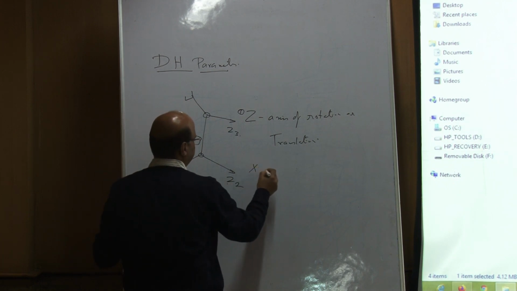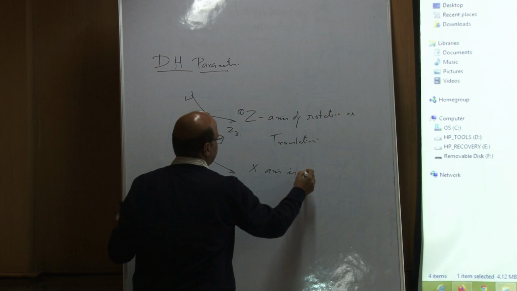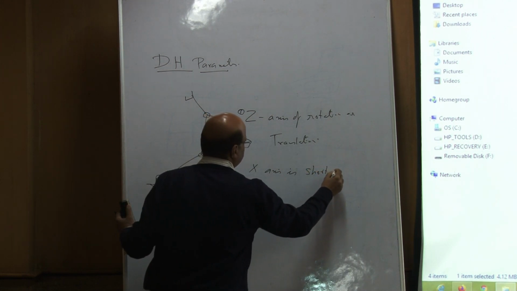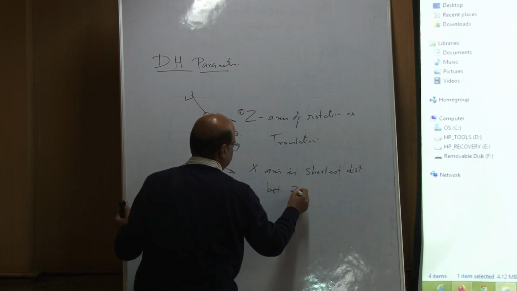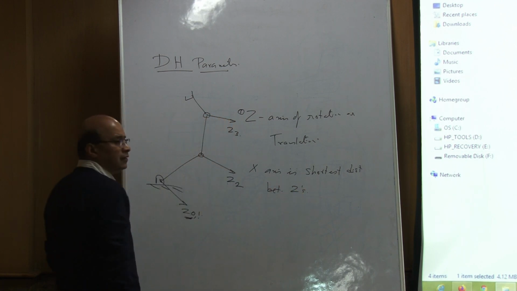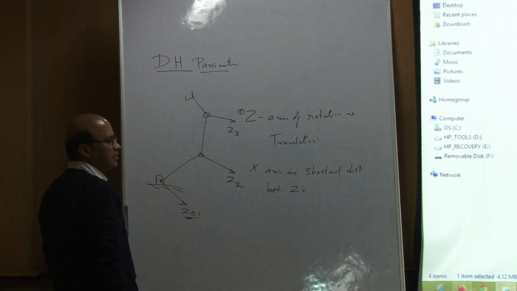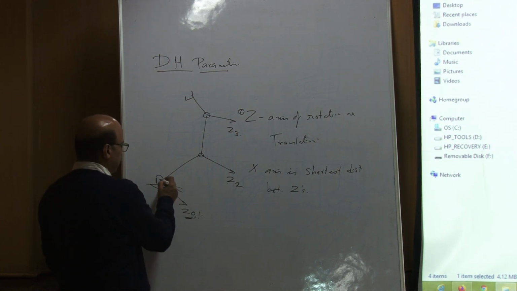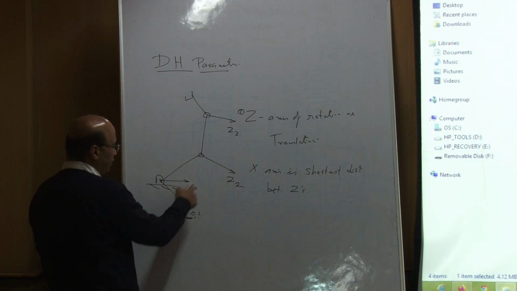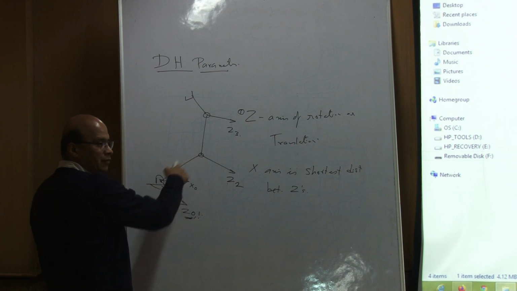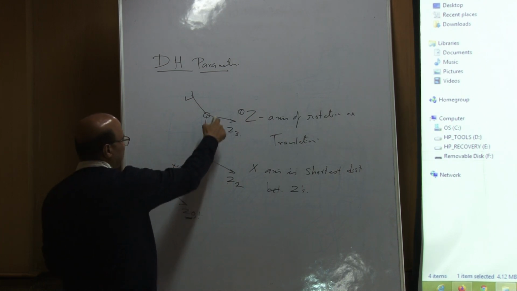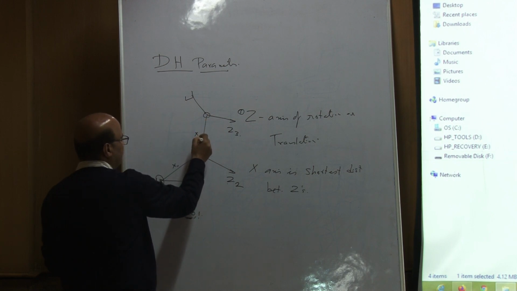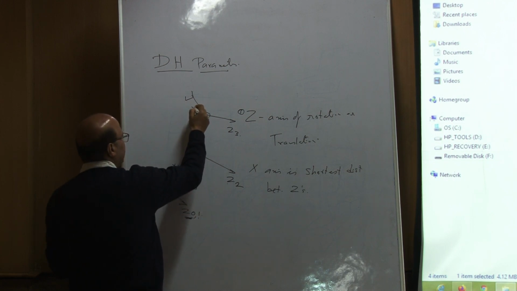Rule two: the x axis is the shortest distance between z's. Which means that the first one can be anywhere. Now the shortest distance between z1 and z2 is this one, the perpendicular distance between them. So this is my x1. Second, this is my z2, z3. So the shortest distance will be x2. And this can be my x3.